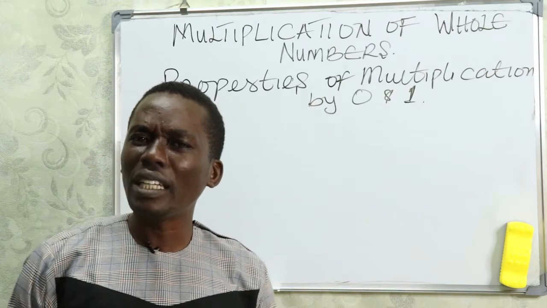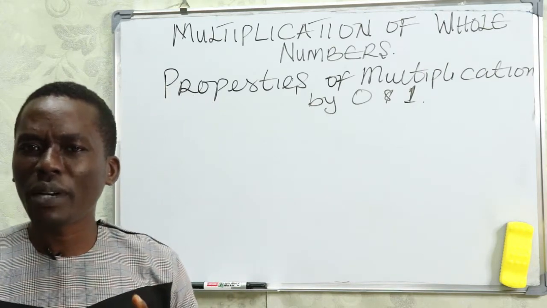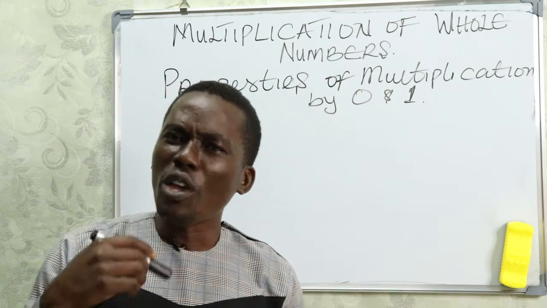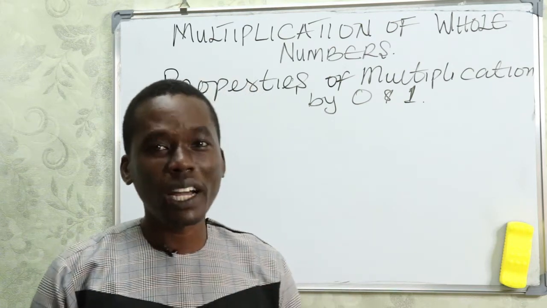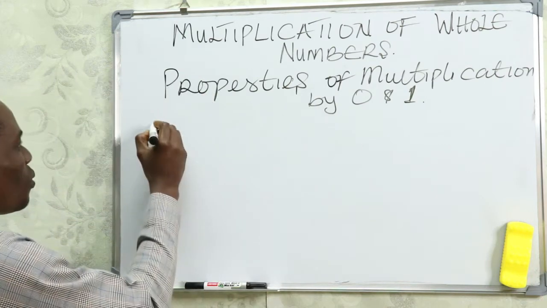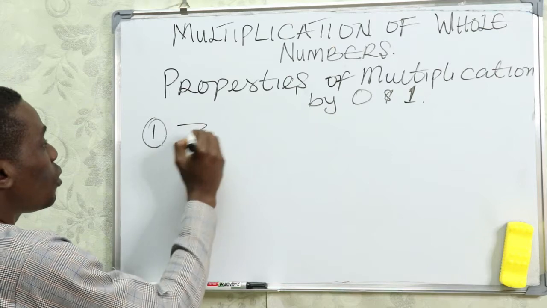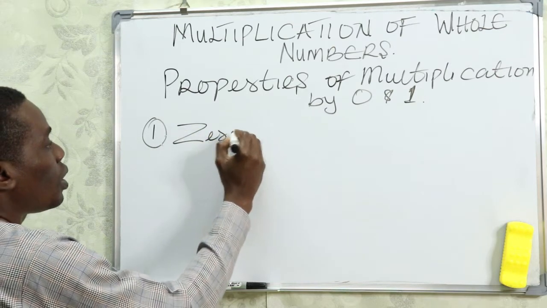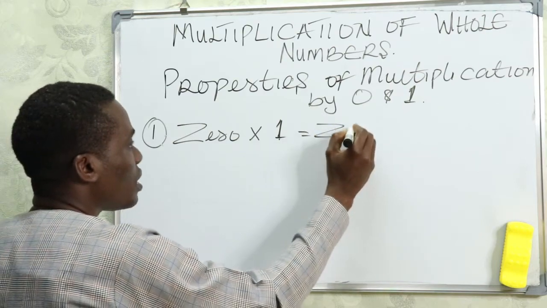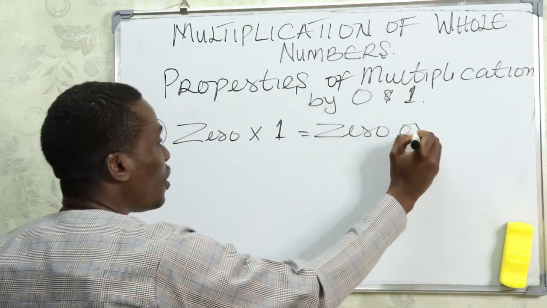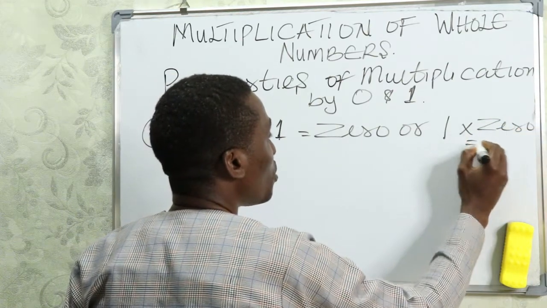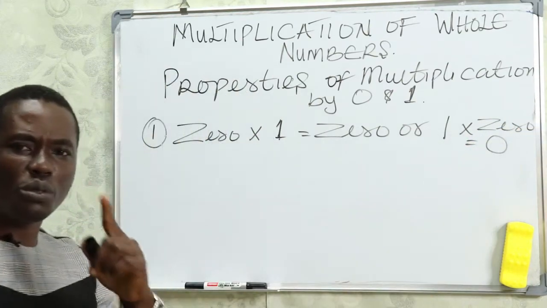Now, do you know that any number multiplied by 0 is always 0? Or when you multiply 0 by any number, it will always give you 0. That is one thing I want you to note. Number 1, 0 multiplied by any number is equal to what? 0. Or any number multiplied by 0 is equal to what? 0. I want you to note that.